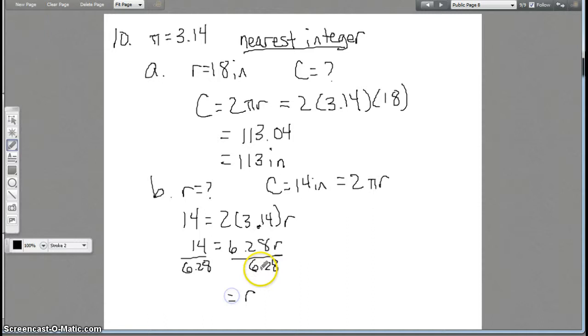And we'll see that r is equal to 2.23. And we need to round that to the nearest integer. So we're going to say that r is 2 inches. It has to be inches because inches are what we had in our circumference. Okay, let's do 2 more.